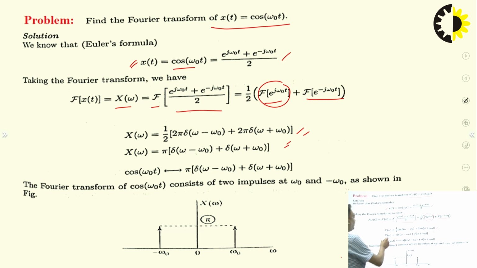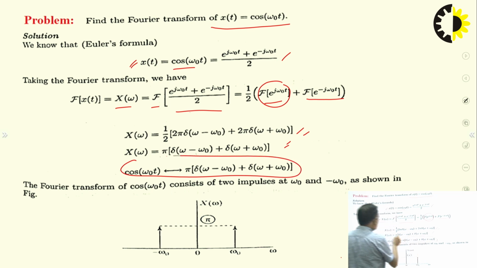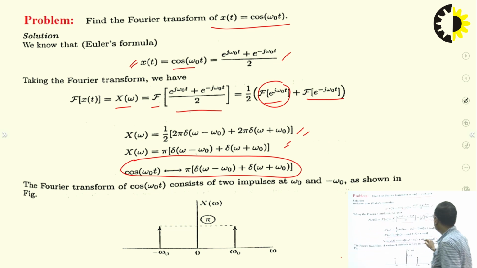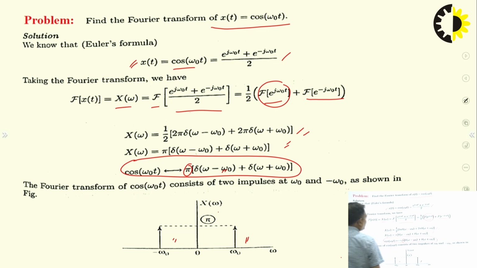So we have the Fourier transform of cos omega naught t, which is like this. If we draw this Fourier transform, we can see X(omega) has two impulses located at omega equals omega naught and omega equals minus omega naught, and the magnitude is pi. So this is the Fourier transform X(omega).